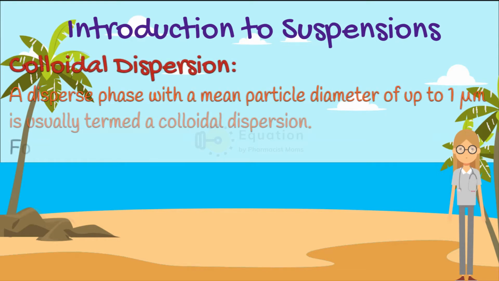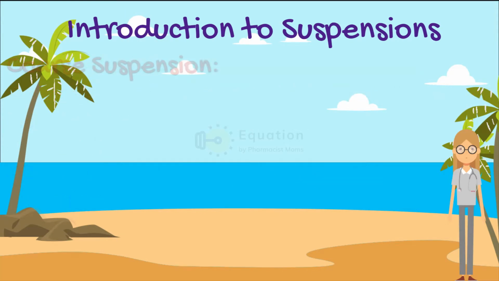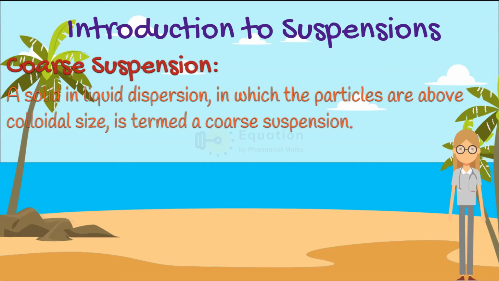A disperse phase with a mean particle diameter of up to 1 micrometer is usually termed a colloidal dispersion, and includes such examples as aluminium hydroxide and magnesium hydroxide suspensions. A solid and liquid dispersion, in which the particles are above colloidal size, is termed a coarse suspension.